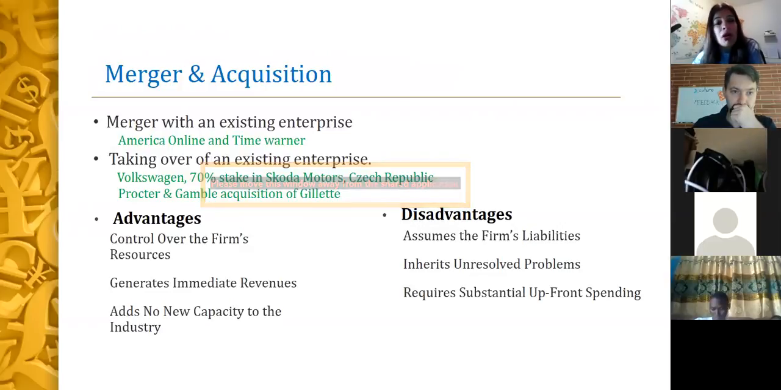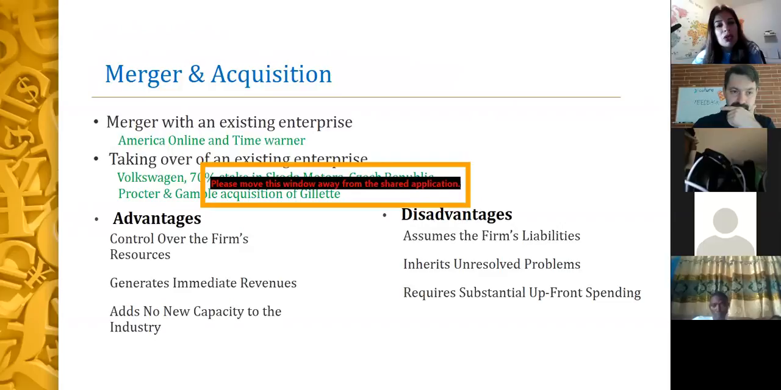For example, Procter & Gamble acquired Gillette. Of course, both of them are US companies. It's just an example of acquisition. But if you look at international acquisition, many examples appear in the academic literature. So Volkswagen, the German company, acquires a 70% stake in Skoda in Czech.